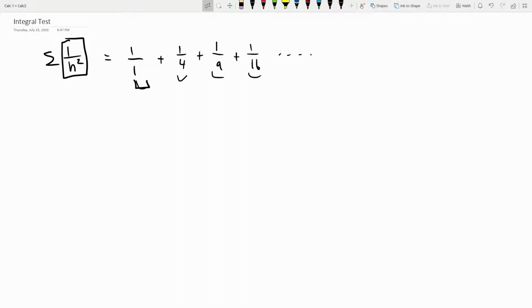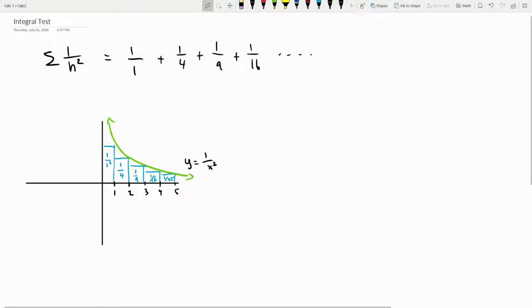I'm going to pull up a little graph to show you more visually. So here's that graph, and the green function represents y equals 1 over x squared. You can see here that I've drawn out all of these pieces. The first little rectangle is the 1 over 1 that we have here. The 1 over 4 is going to be this next piece, and so on, 1 over 9 and 1 over 16.